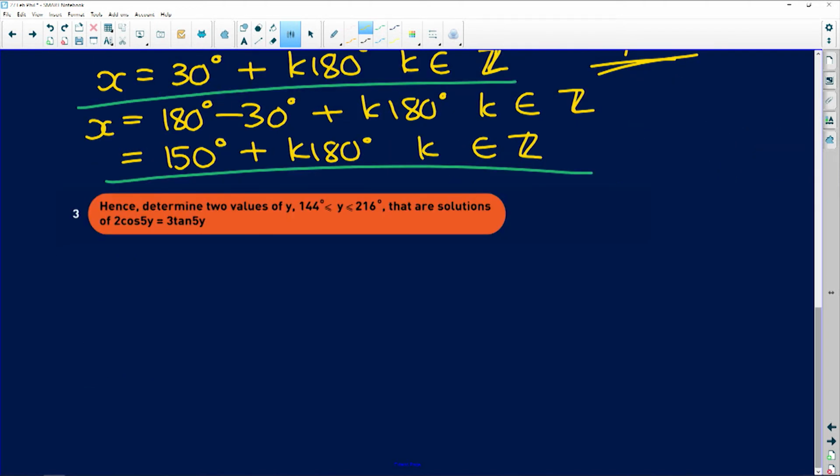And now it says, hence, determine two values, very important, of y if y sits between 144 degrees and 216 degrees. Okay, so that means we're looking for a specific solution, that are solutions of 2 cos of 5y is equal to 3 tan of 5y.